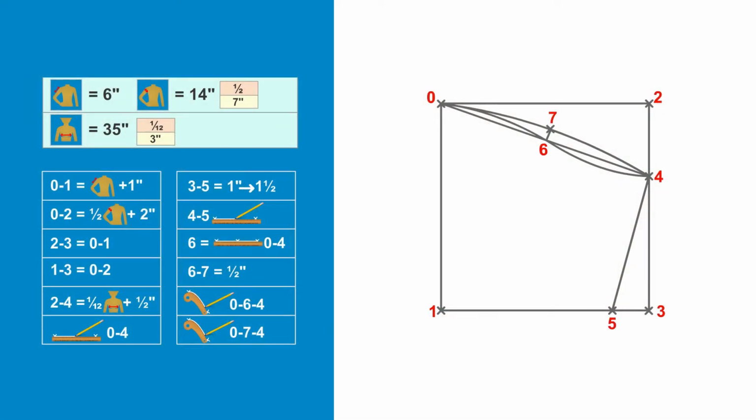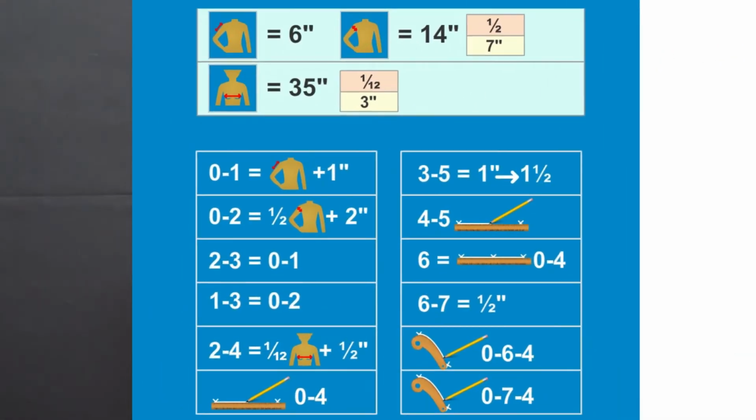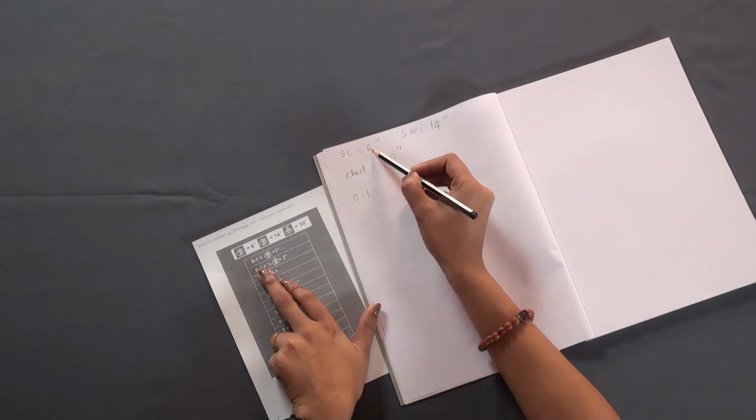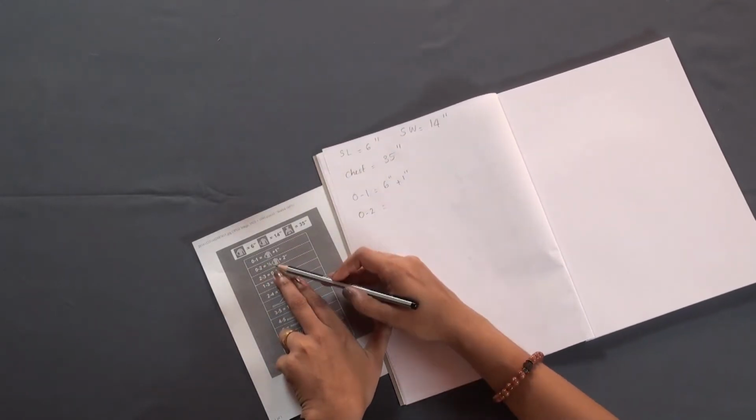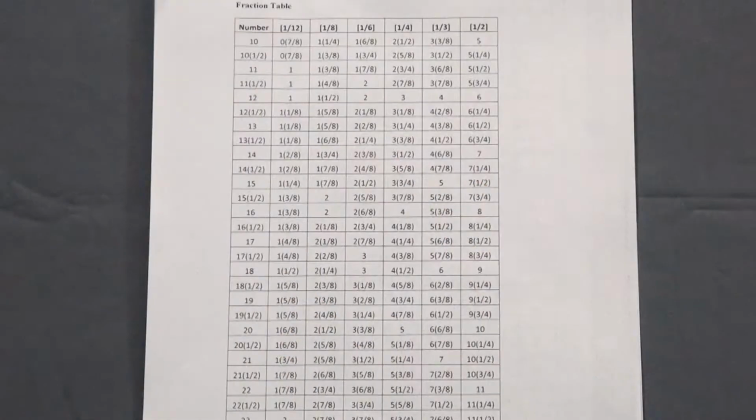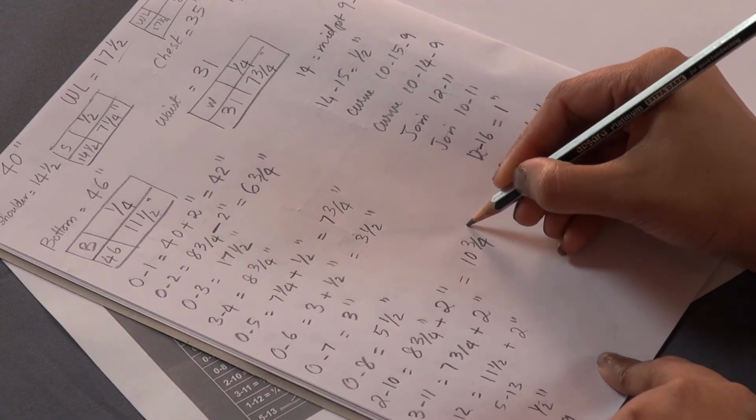For constructing the kameez sleeve, we need the following measurements: sleeve length, sleeve width, and chest circumference. Here the sleeve length is 6 inches, sleeve width is 14 inches, and chest circumference is 35 inches. Now we will copy all the drafting instructions in our notebook. Use fraction table to find out any fractions of the body measurements if needed. Now we need to find the sum of these values.